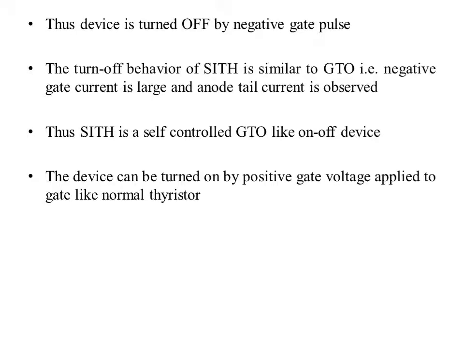The device can be turned on by positive gate voltage applied to gate like a normal thyristor. So, since we can turn on this SIT by applying a positive gate voltage, whatever the characteristics of SIT is similar to that of MOSFET, because MOSFET can be turned on in a similar way by applying a positive gate voltage.